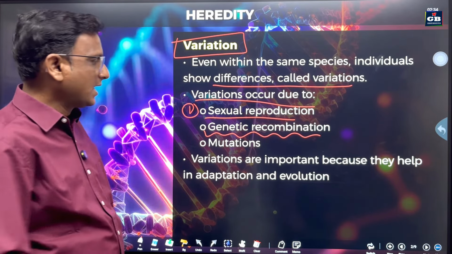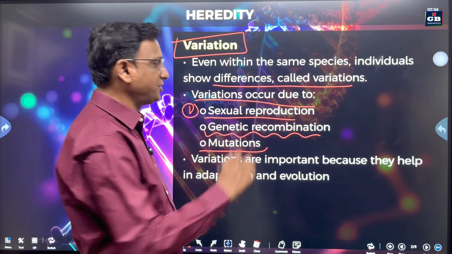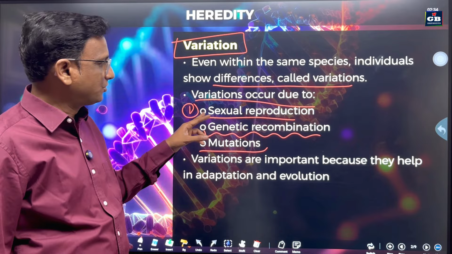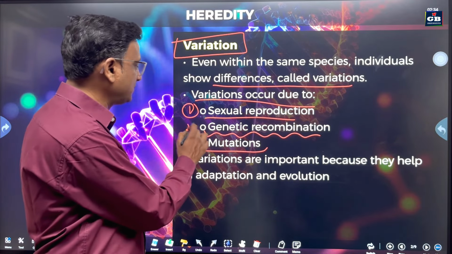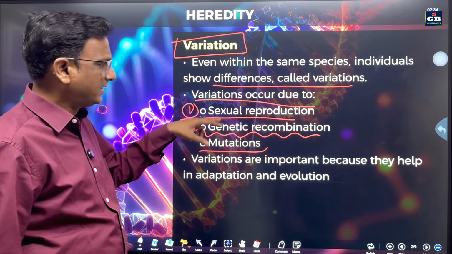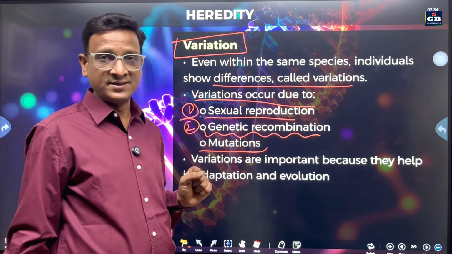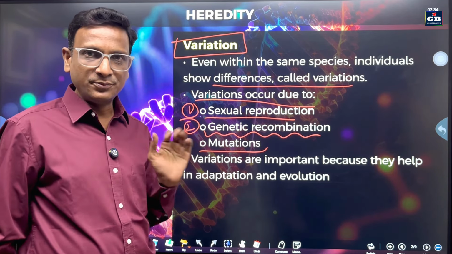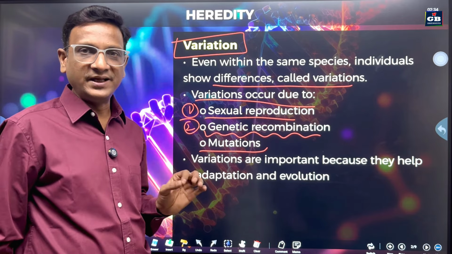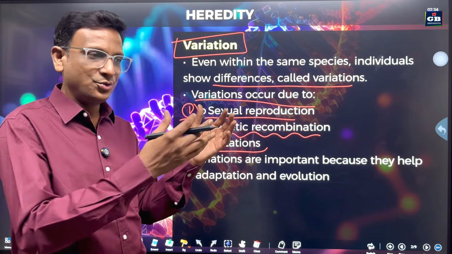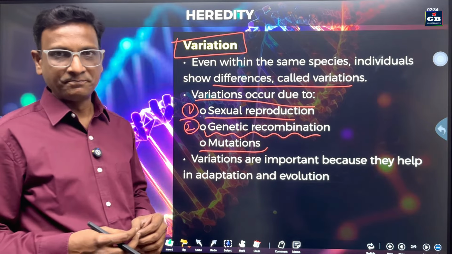Okay. And what is the other reason for variations? One reason is sexual reproduction and genetic recombination. These two are the reasons. Okay, these are interrelated. We can consider them as a single reason. And mutations. What is the second reason? Mutations. So what are mutations? Mutation means some errors during the copy of DNA.